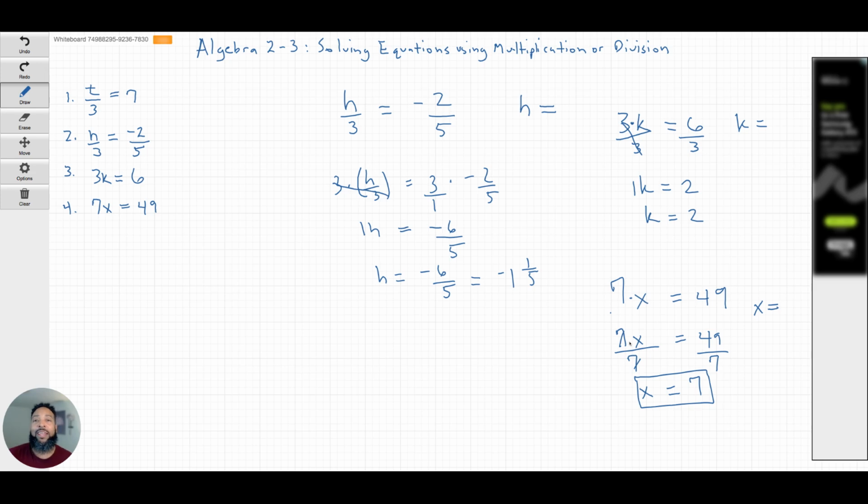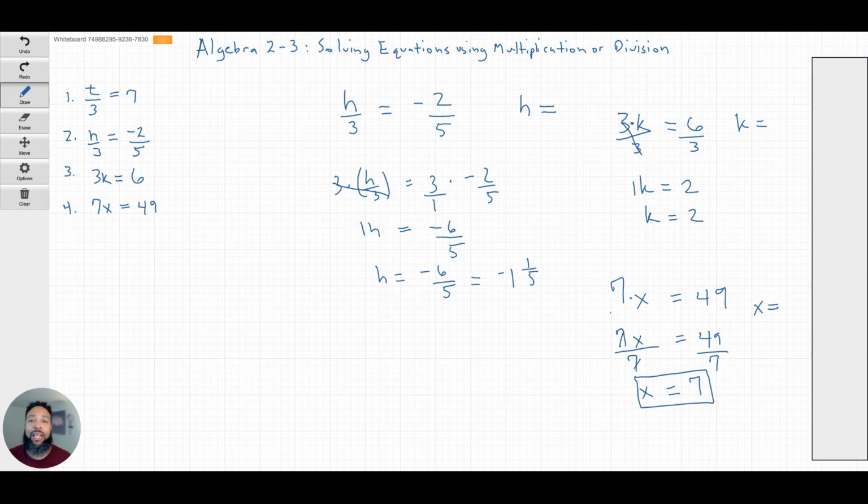So these are just a few quick problems to get you going, to give you an understanding of how to solve equations using multiplication or division. I hope this helps.